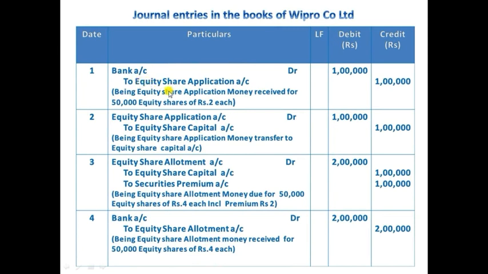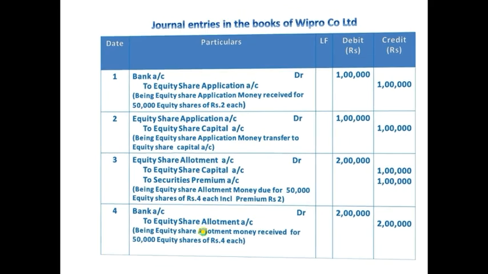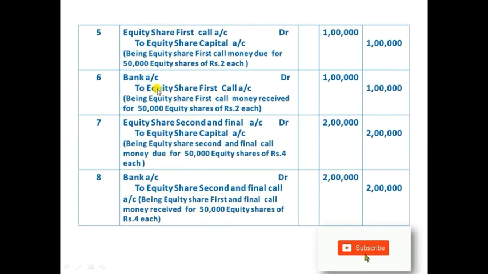So if you observe the entries, the majority of entries are common entries. Like bank entries are the same, so we need to debit the bank and credit the application, and we need to debit the bank as the second installment and credit the allotment, and as the third installment we need to debit the bank and credit the equity share first call. As the fourth installment, we need to debit the bank and credit the equity share second and final call, because in every installment the bank is only going to receive. That is the reason we need to debit the bank.